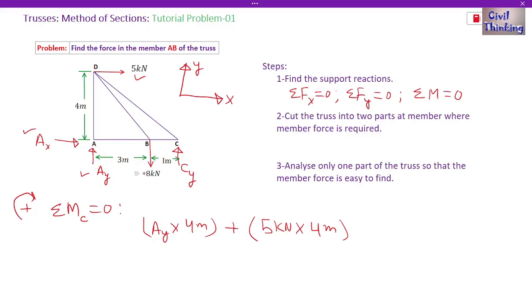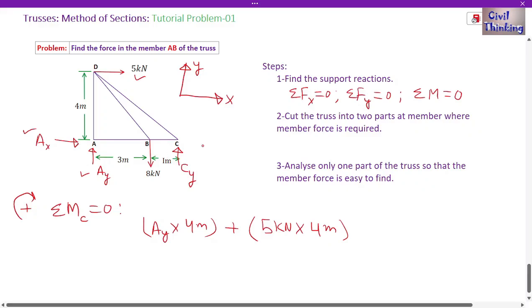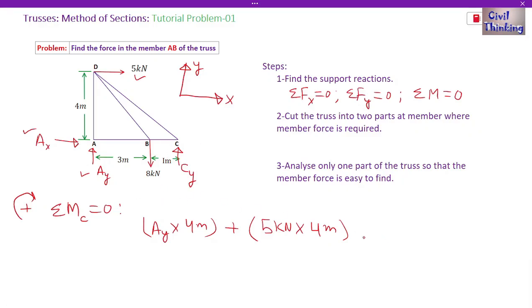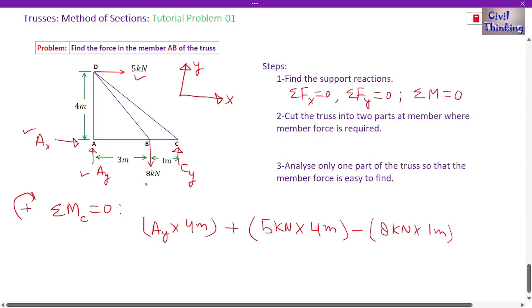Now let's find the moment due to 8 kilonewton. The 8 kilonewton force is going to exert an anti-clockwise moment like this, so the moment due to 8 kilonewton is going to be negative, so I will write a negative sign here: 8 kilonewton multiplied by the normal distance. The normal distance between 8 kilonewton and C is 1 meter. Now we found the moment due to 8 kilonewton.